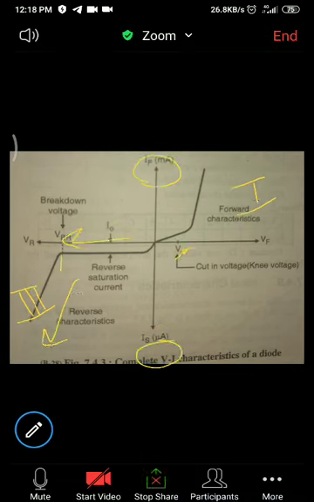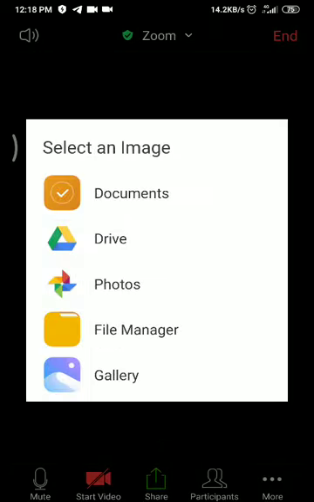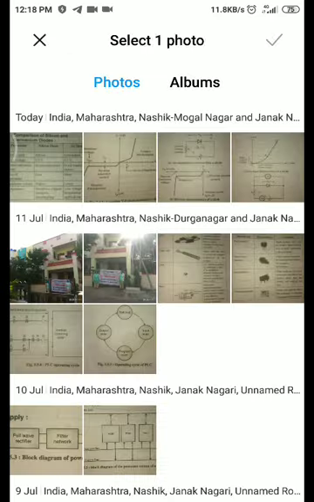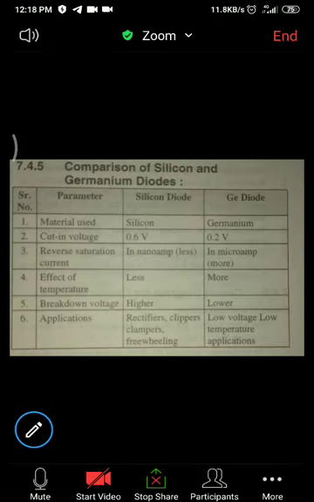Now we'll study the comparison between the silicon diode and germanium diode. See, they have given the parameters. So in a silicon diode, all the atoms are silicon. In a germanium diode, all the atoms are germanium. Okay, both are semiconductor materials.